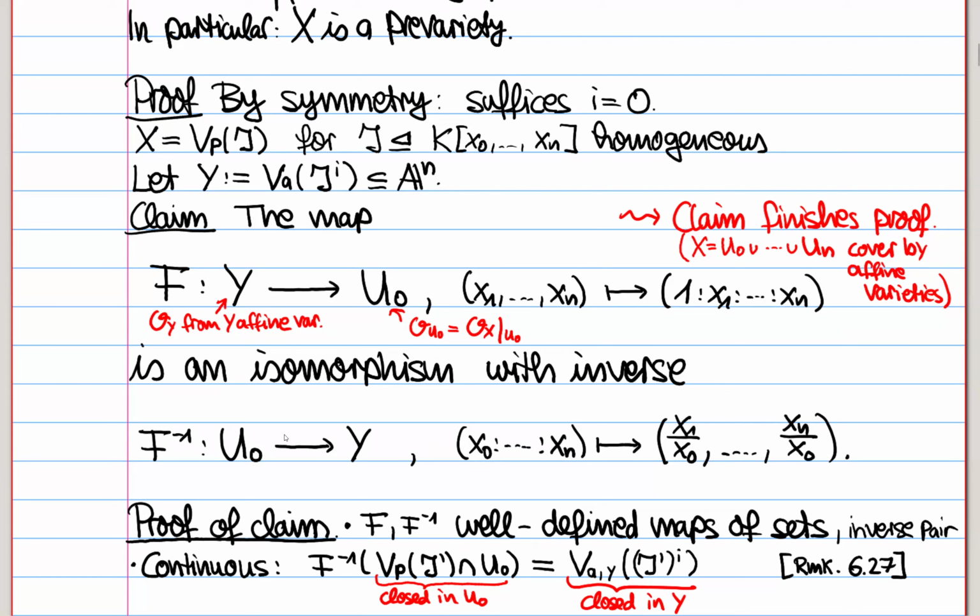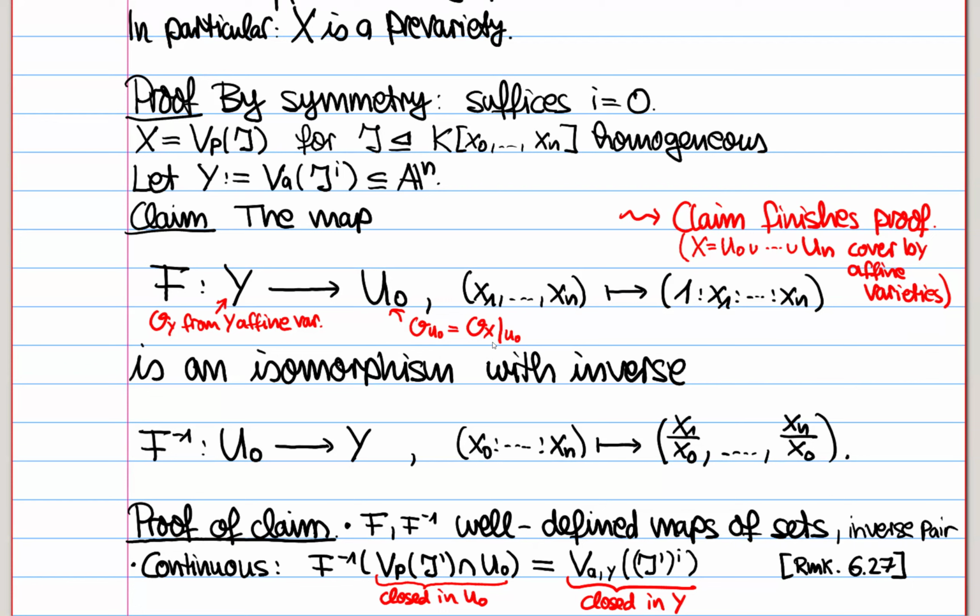Here the important thing is that we don't just have to check that this is a map of sets, but we have to check that this is a map which respects the rings on both sides. So here Y is an affine variety, so it has a ring O_Y that we defined. And U_0 is an open subset of this projective variety, so it has this sheaf of rings, which is just a restriction of O_X defined above. And so we really need to check that it's an isomorphism with respect to these structures of ringed spaces.